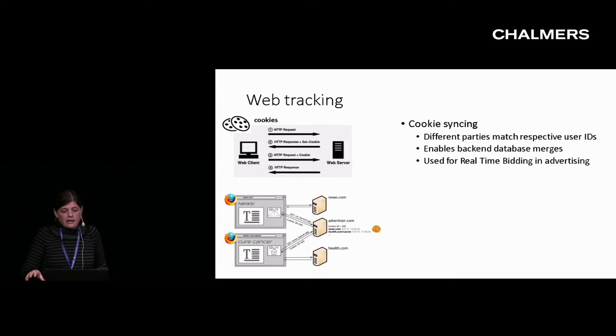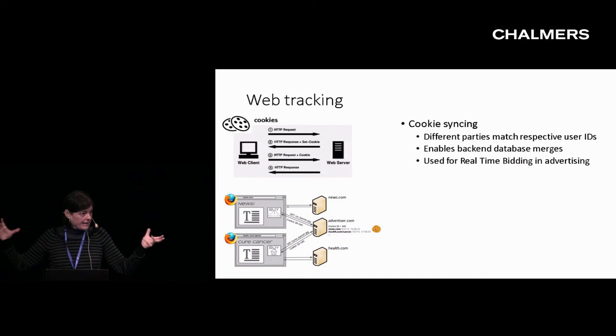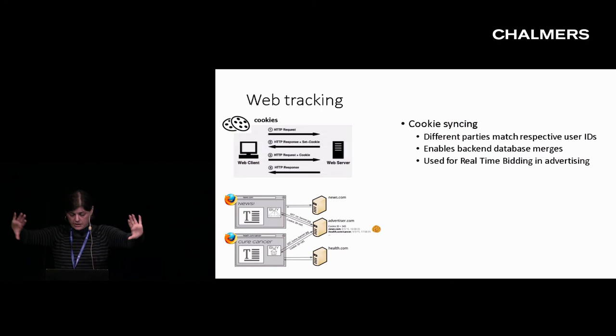Now, the problem is that in the back end, these entities often do what is called cookie syncing, which is that they match and exchange identifiers, they exchange the names through which they know people, so that they can synchronize their databases and do back-end database mergers, right? So you think you have different identities towards different entities, but they're actually connecting those in the background.